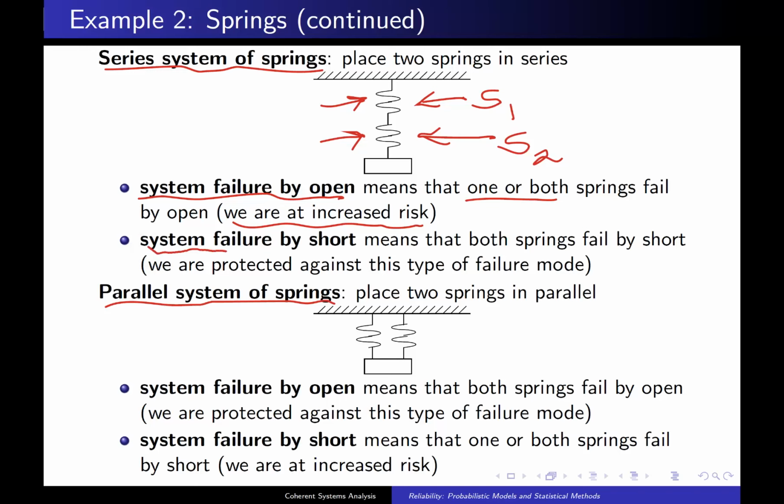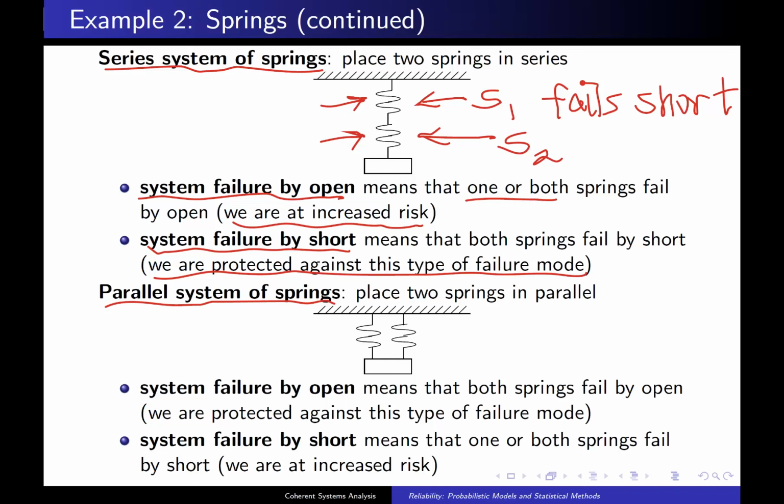And notice this picture here is depicting failure by open. The other thing that can happen is the system can fail by short. Now let's say spring number 1 fails short. That means spring number 1 has lost its springiness, but since spring number 2 is still working, we still have that springiness in terms of the weight that is able to move up and down. And so by placing them in this fashion, we're protecting against that particular failure mode.